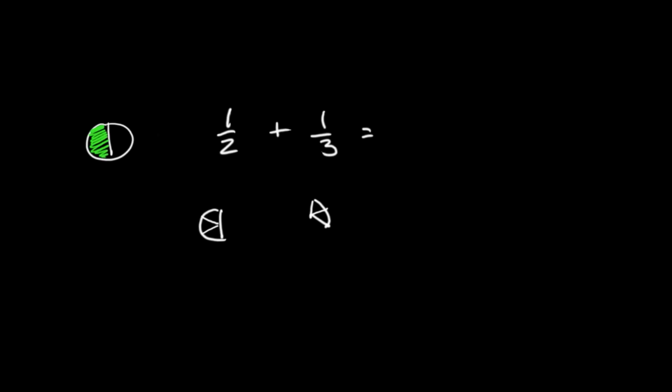Meaning if you have a pie and you cut it in half, this 1/2 symbolizes that you've got one of these halves. This 1/3 right here means that you've got a pie that is cut up into thirds, right? And what that means is that you have one piece. You have 1/3 of this pie.